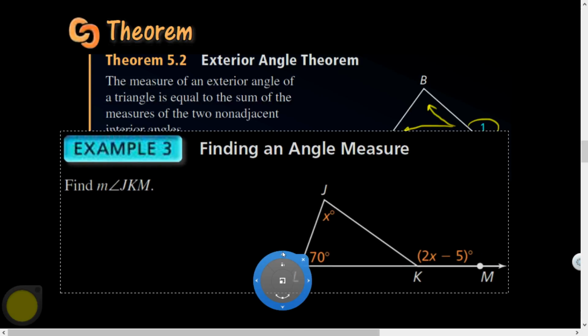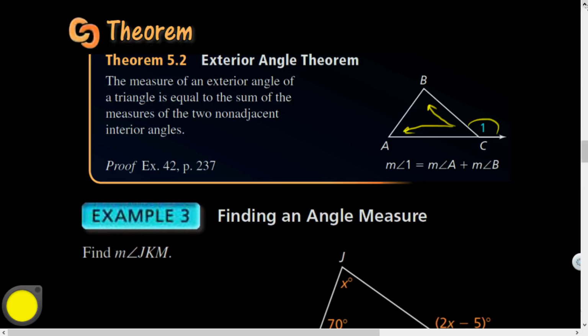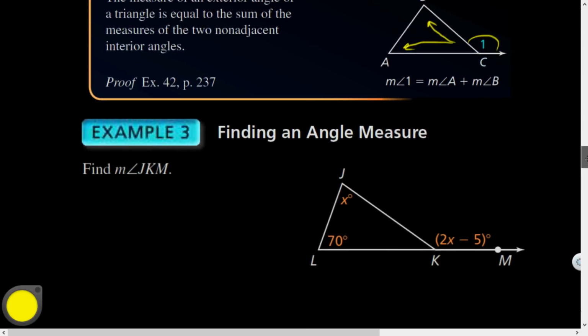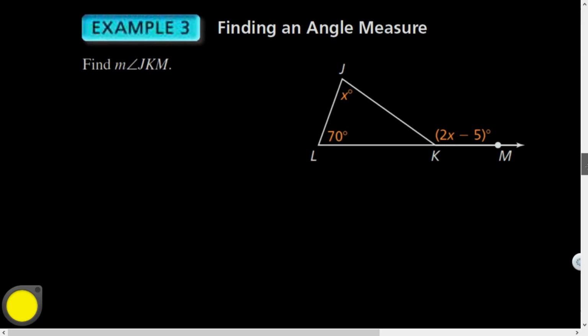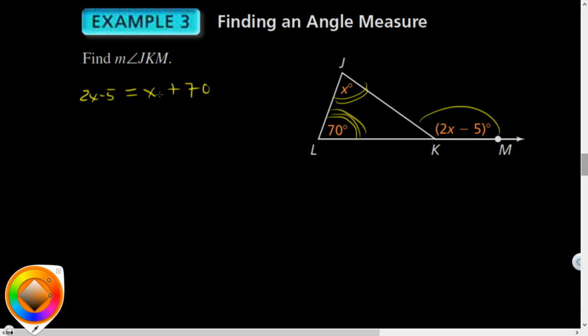All right, let's do example 3. Let's keep cruising right along here. I'm getting all excited about these proofs. So, find an angle measure. Okay, so this is an exterior angle. These are the remote interior angles. A relationship I could say about those three things is that 2x minus 5 is equal to x plus 70. And now I could solve like I always did.